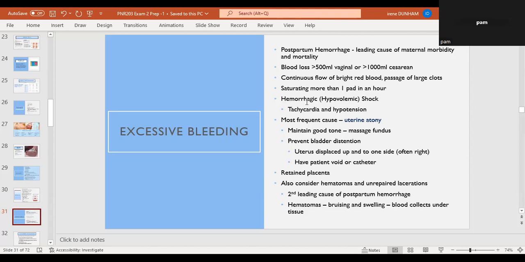Now, I have to be careful of hypovolemic shock or hemorrhagic shock, okay? So you have tachycardia and hypotension. So her heart rate goes up. Now, I would definitely know about this, okay? Hemorrhagic, hypovolemic, which is low blood volume shock. My patient's heart rate goes up, so I get tachycardia. And then your blood pressure will go down, right? And then respirations, and so you go on and on.